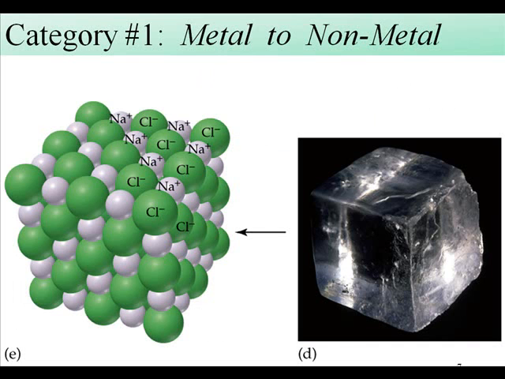These category numbers are not part of the normal accepted names within the scientific community, but it does help me to teach the nomenclature to students. So this is what I call a category 1, which is a metal to a non-metal. You notice an example is the chlorine and the sodium, which form a very, very regular lattice work, and the right side picture shows you the actual crystal, which is what this is.